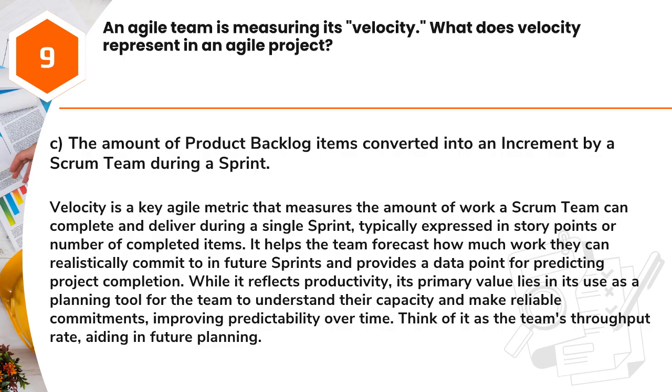Answer: C. The amount of product backlog items converted into an increment by a Scrum team during a sprint. Velocity is a key Agile metric that measures the amount of work a Scrum team can complete and deliver during a single sprint, typically expressed in story points or number of completed items. It helps the team forecast how much work they can realistically commit to in future sprints and provides a data point for predicting project completion. While it reflects productivity, its primary value lies in its use as a planning tool for the team to understand their capacity and make reliable commitments, improving predictability over time. Think of it as the team's throughput rate, aiding in future planning.